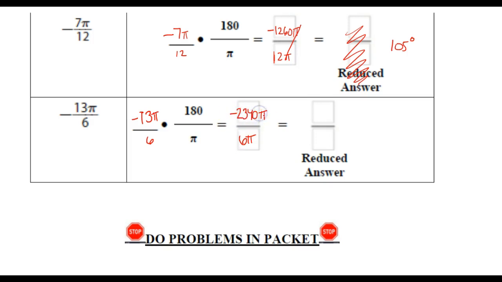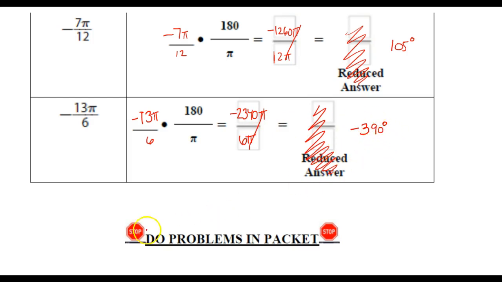2,340 pi. Again, the pi's would cancel out, and let's go ahead. We don't have to reduce our answer. We can actually kind of figure out what negative 2,340 divided by 6 would be. And that would be a degree measure of about 390.